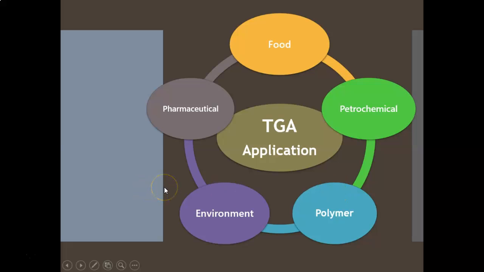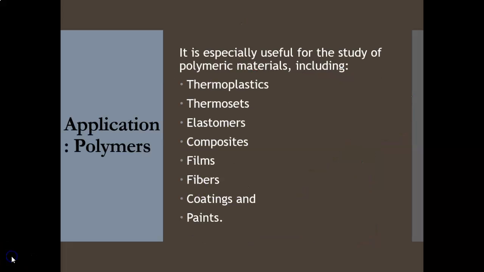Okay, so TGA applications are widely important in the food industry, petrochemical, pharmaceutical environment, and also in our industry, which is polymer. TGA is especially useful for the study of polymeric materials, including thermoplastics, thermosets, and so on. Because with TGA, we can measure the weight changes in a material as a function of temperature or time under a controlled atmosphere.